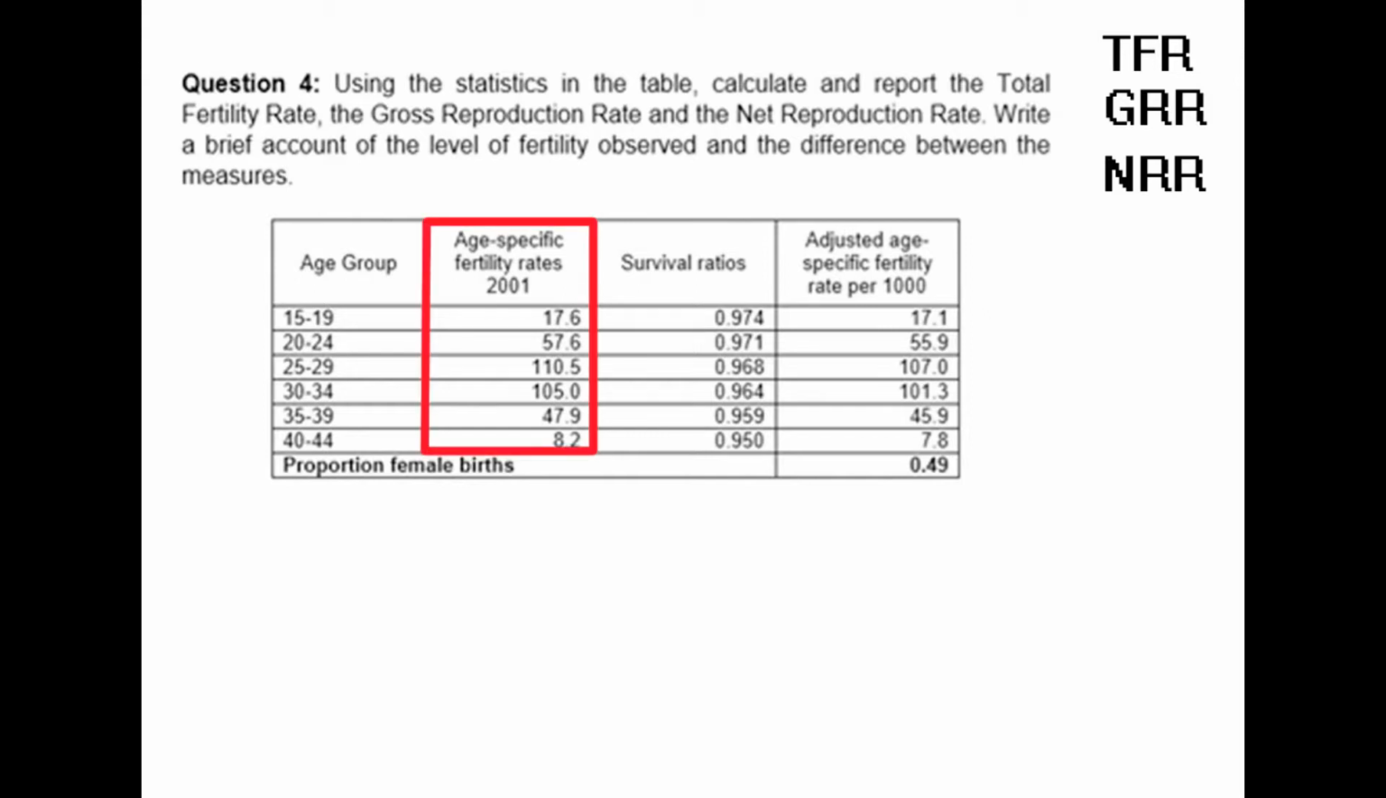Take the ASFR, which is the second leftmost column, age-specific fertility rates in 2001, for each age and sum them. So sum up the ASFR column to get a summed value. Secondly, multiply your answer by the age group's range.